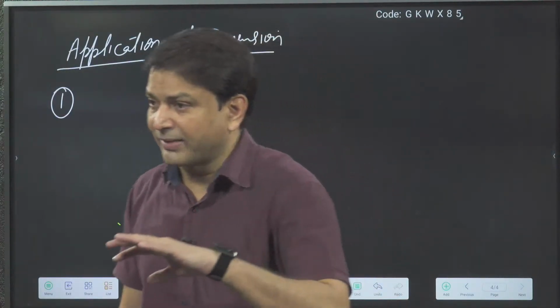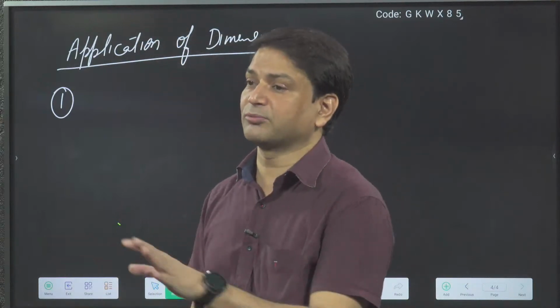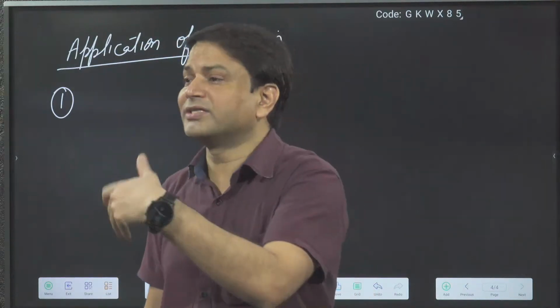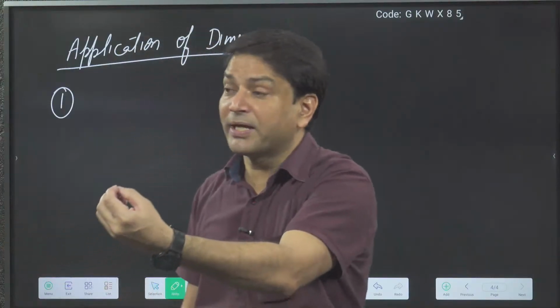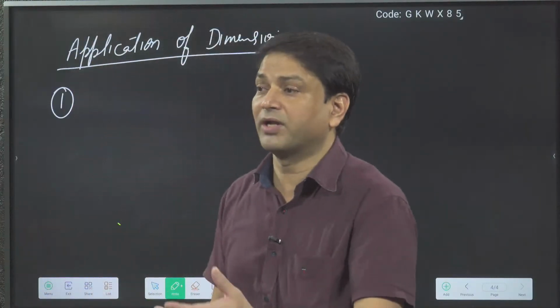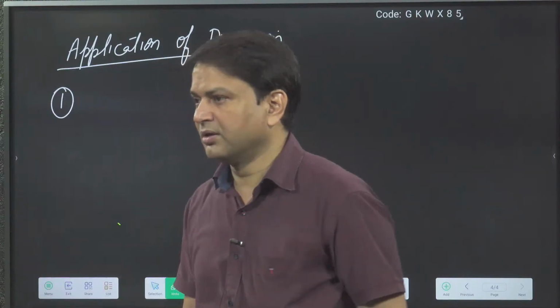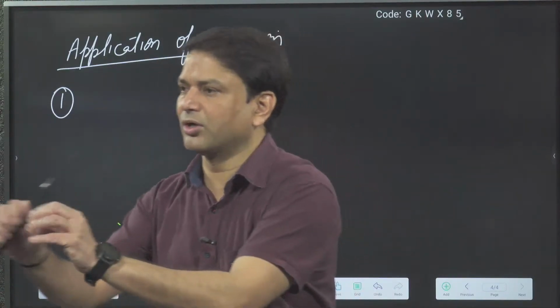But sometimes what will happen, suppose they are asking the time and the different options are given in terms of symbols. If you check the options, it is possible that only one option will have the dimension of time. Then without solving, you can say that is the answer. So sometimes this trick also works.